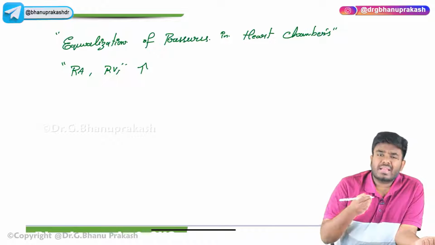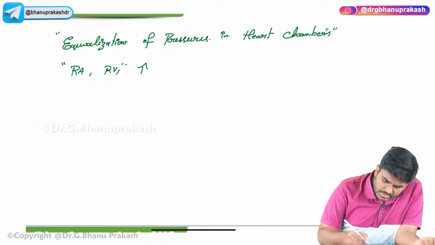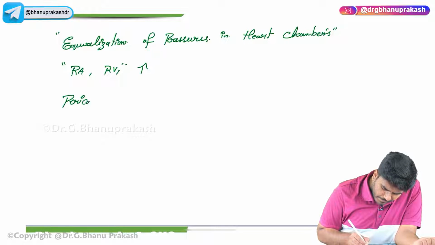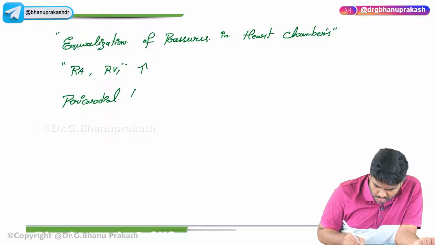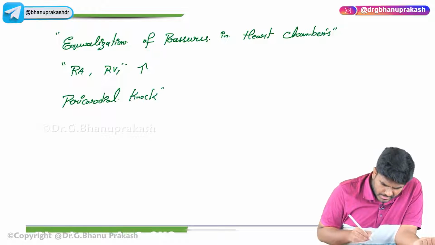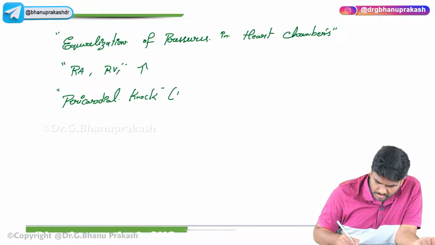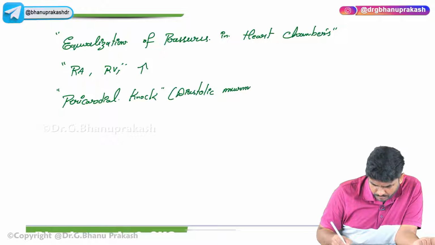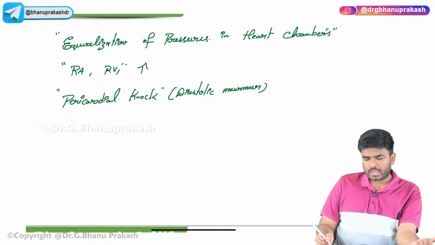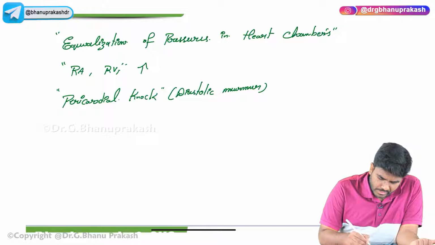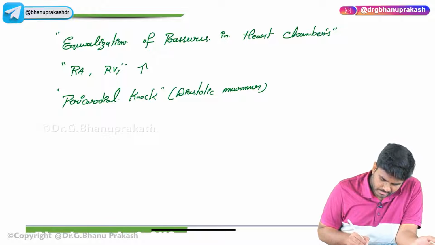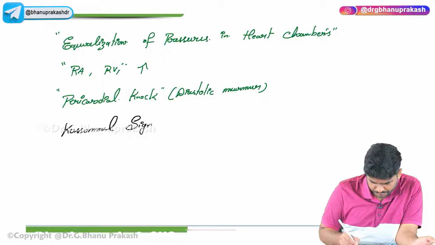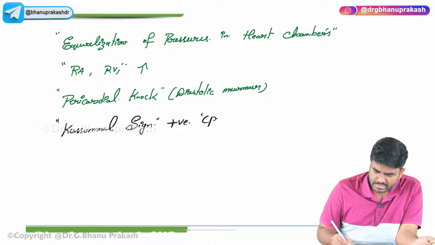But as an auscultatory finding, what else you can see is the pericardial knock. That's a diastolic sound, so a pericardial knock can be seen. Now, what else you have to know is the Kussmaul sign. Kussmaul sign is positive in constrictive pericarditis.